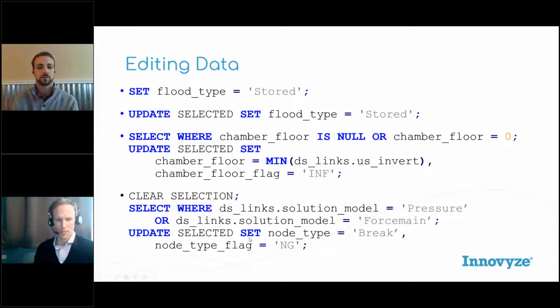And then the next statement is we update those nodes and we set them to equal node type of break. And we're also going to update the node type flag so we know what we've changed using the query. So this will kind of auto assign all of your nodes that have a downstream pressure main to make sure that it's a break node. And these are quick, easy tasks to make sure that your model makes sense.